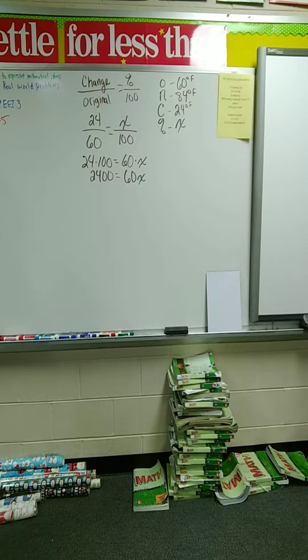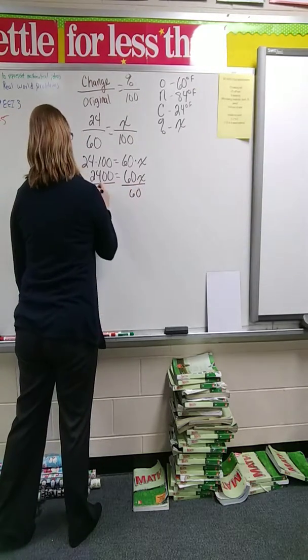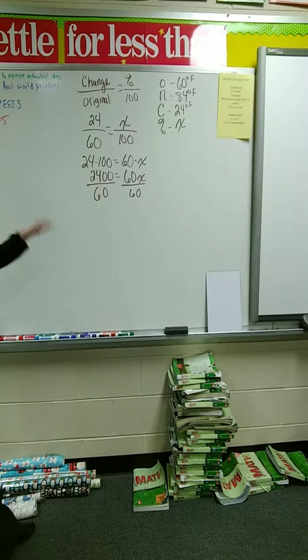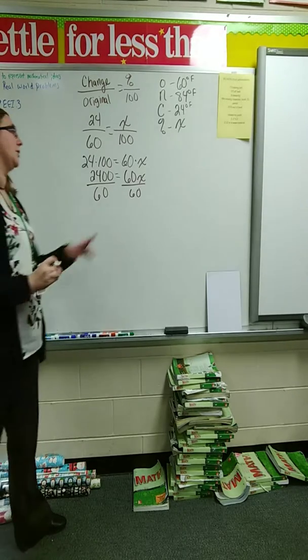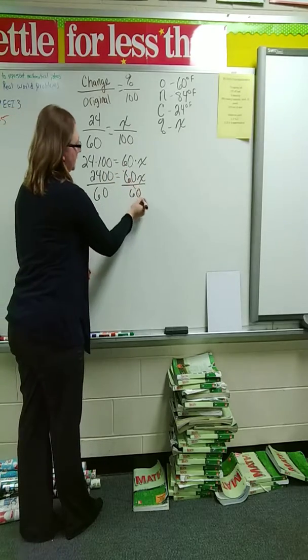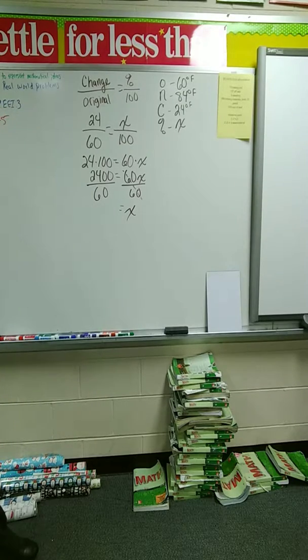Then what do I do? I divide each side by 60. Why am I dividing by 60? To get the variable by itself. Okay? So the number attached to my variable, that's what we divide by. My 60s will cancel. 2,400 divided by 60 is 40.